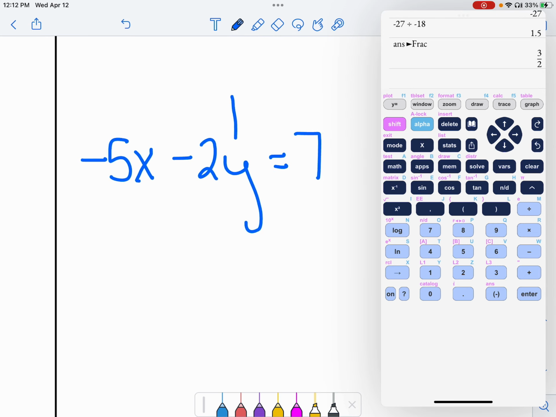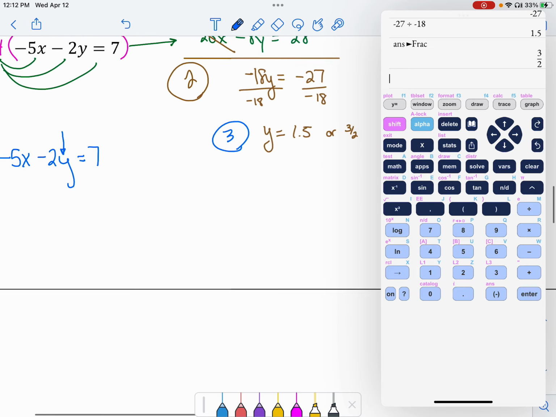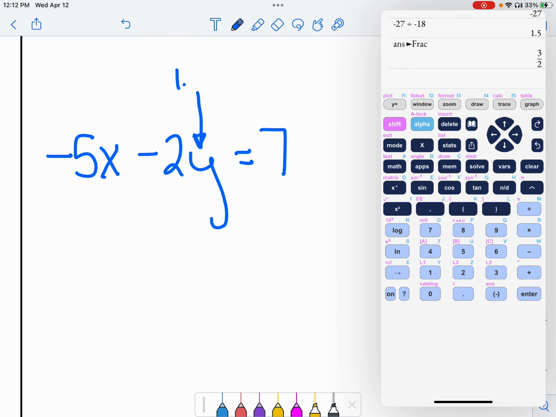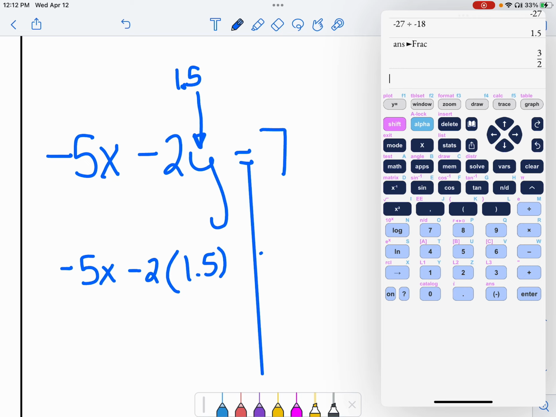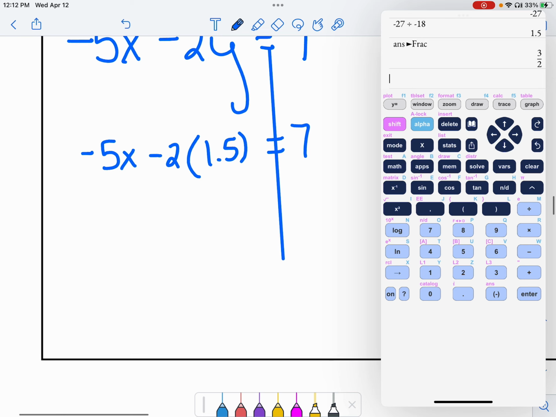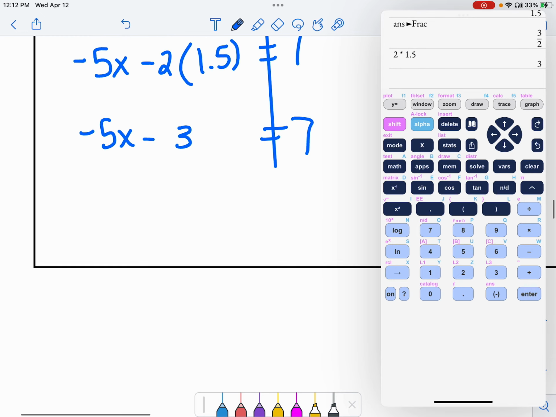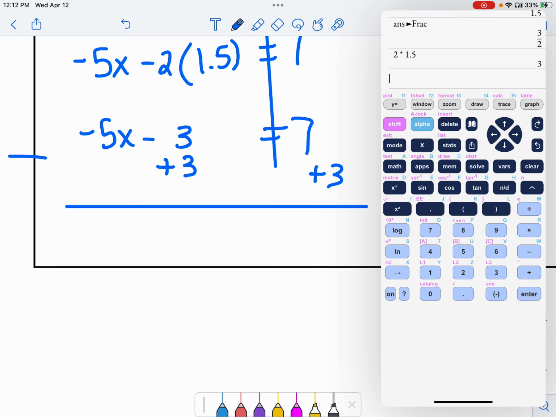So we're going to make y whatever we just got. What did we get, guys? We got positive 1.5. So it's negative 5x minus 2 times positive 1.5 equals 7. Let's simplify. That's negative 5x minus, what is 2 times 1.5? 3 equals 7. Now we're solving for x, so add 3. That's usually where kids start getting comfortable, is this step right here. So negative 5x equals 10.